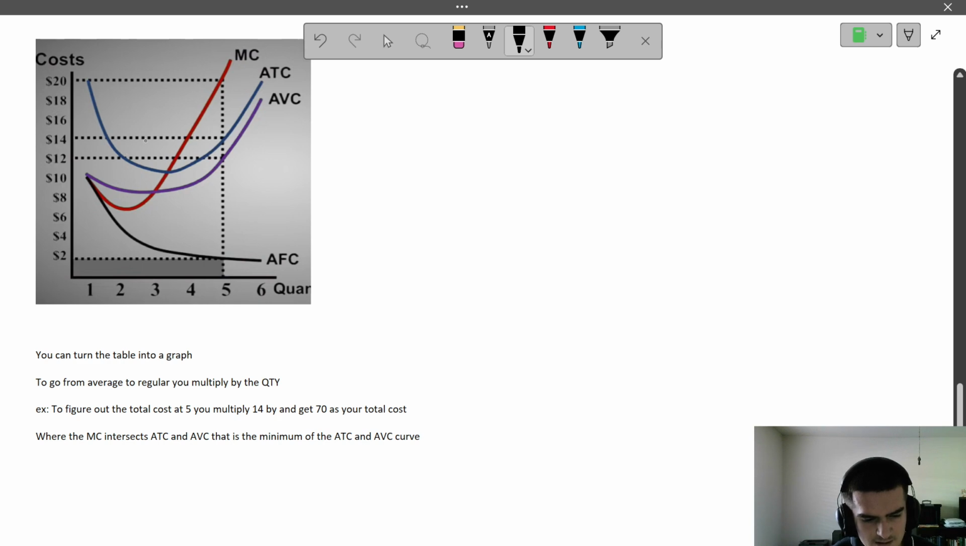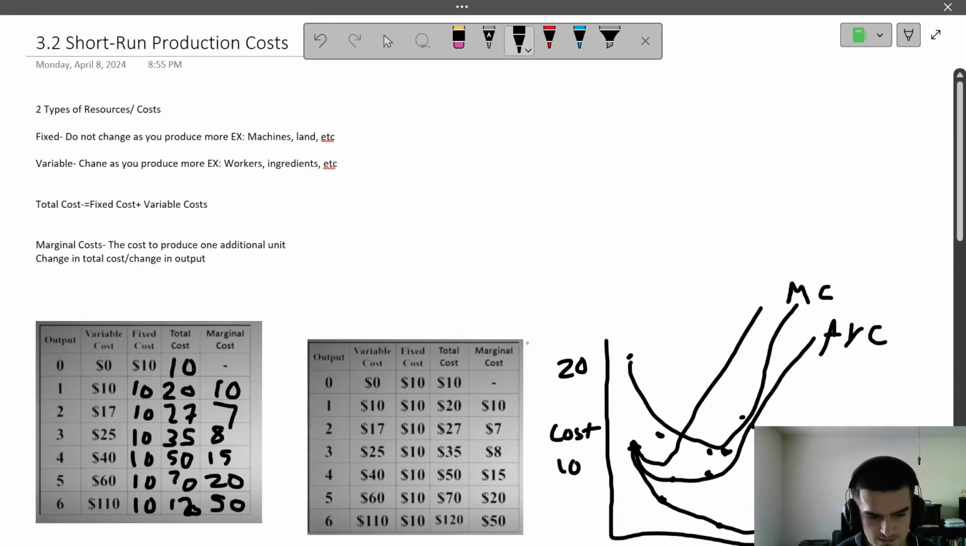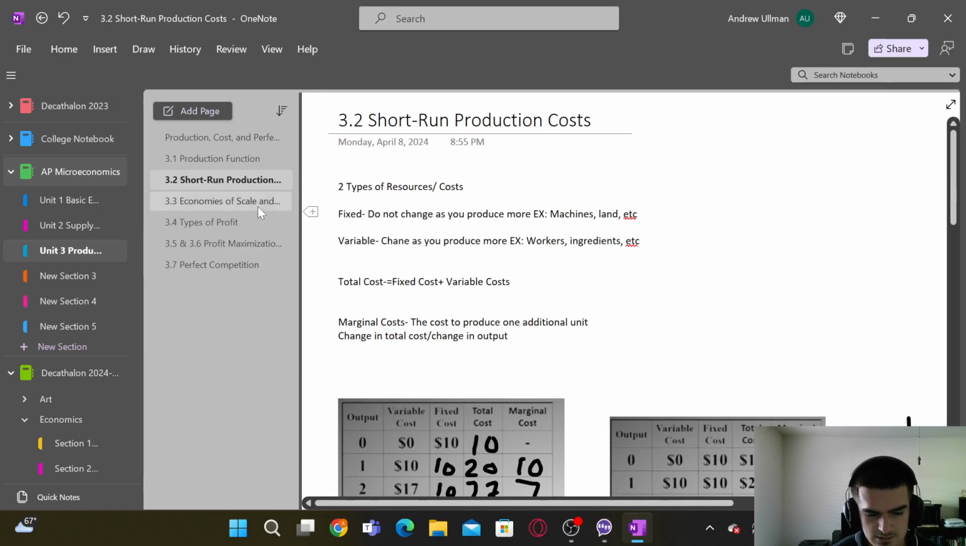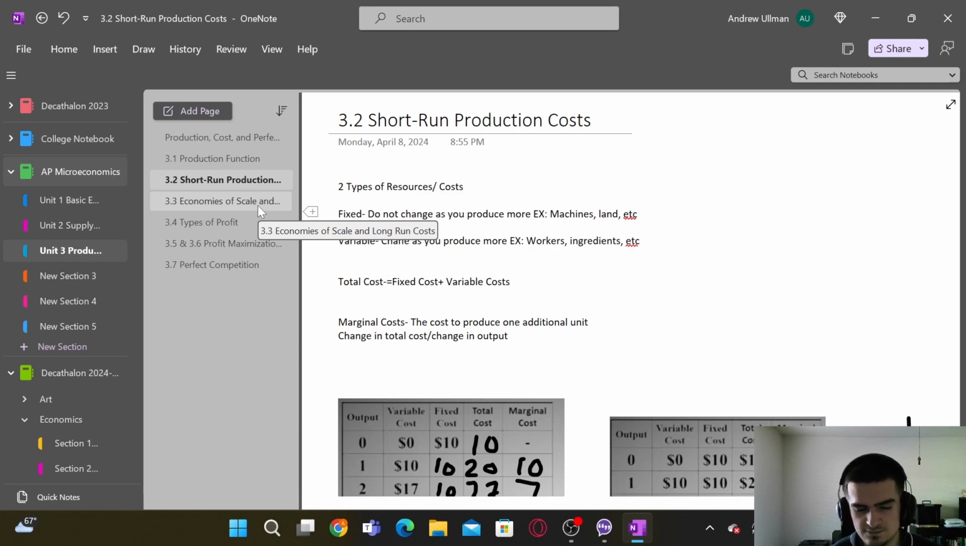Something that's important to note is that average variable cost and average total cost should hit their minimum when they intersect with marginal cost. So this should be the lowest point in your average total cost. And this should be the lowest point in your average variable cost. Yeah, that's 3.2. I hope you all understood it. If not, Mr. Clifford has a good video on this. Explains a bit better than I do.